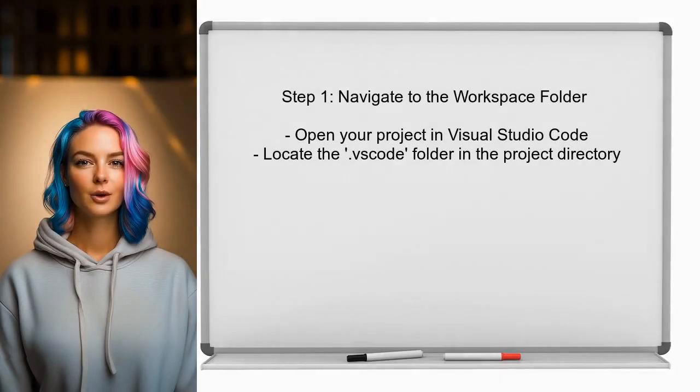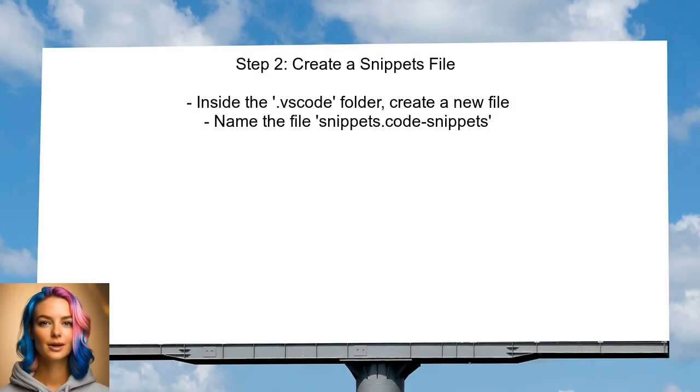To begin adding project-specific snippets in Visual Studio Code, the user should first navigate to the Workspace folder where their project is located. Next, the user needs to create a new file within the VSCode folder. This file will hold the snippets for the project.